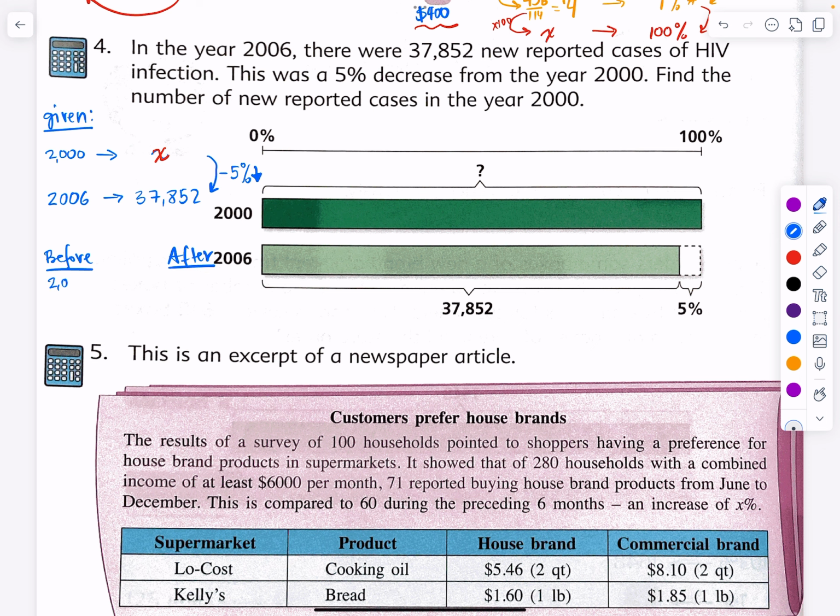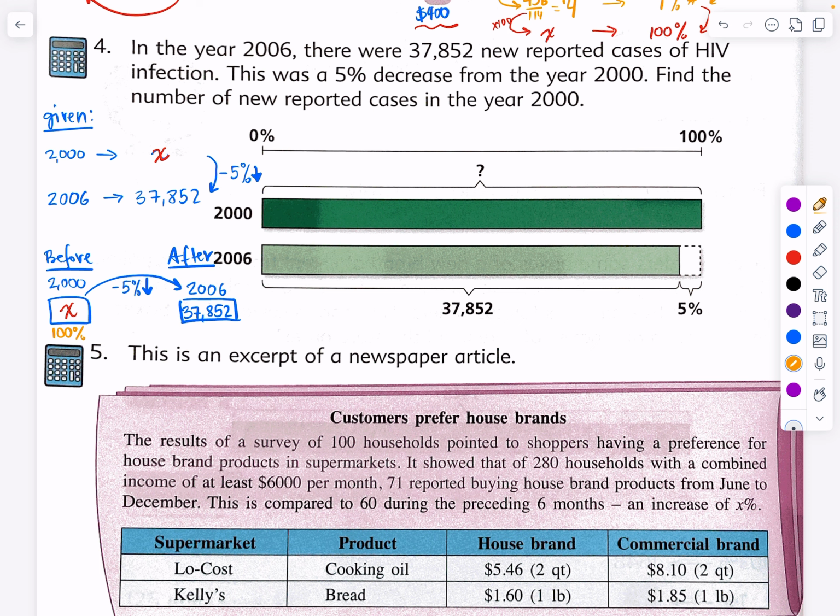Before, during the year 2000, we do not know how many cases there were. That's what the problem is asking us to find. But we do know that in 2006, 6 years later, there was a 5% decrease. And the problem told us that in 2006, there were 37,852 cases. What's very important to realize is that our benchmark of comparison is what happened before, the original quantity. We do not know what it is. That's what the problem is asking us to find.